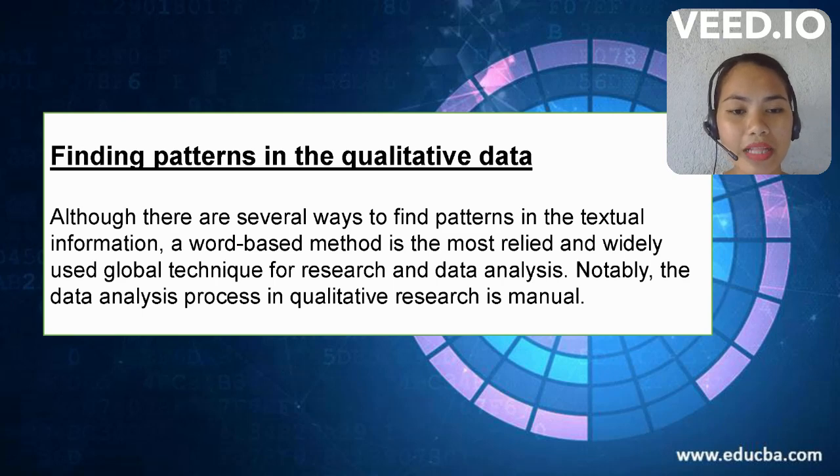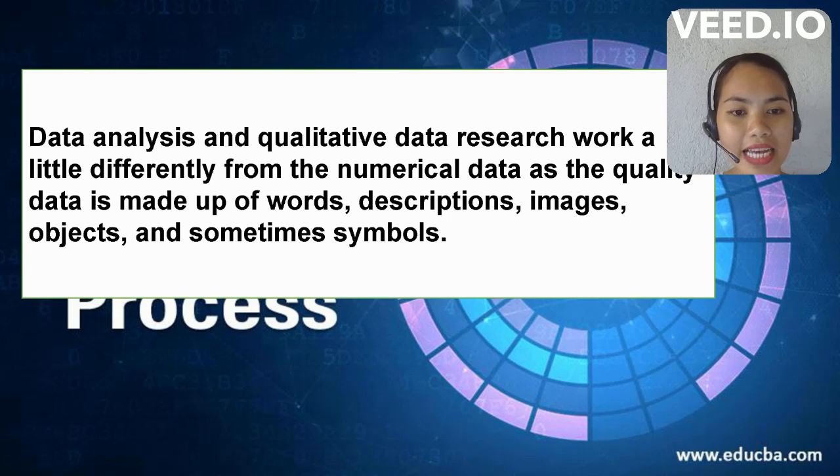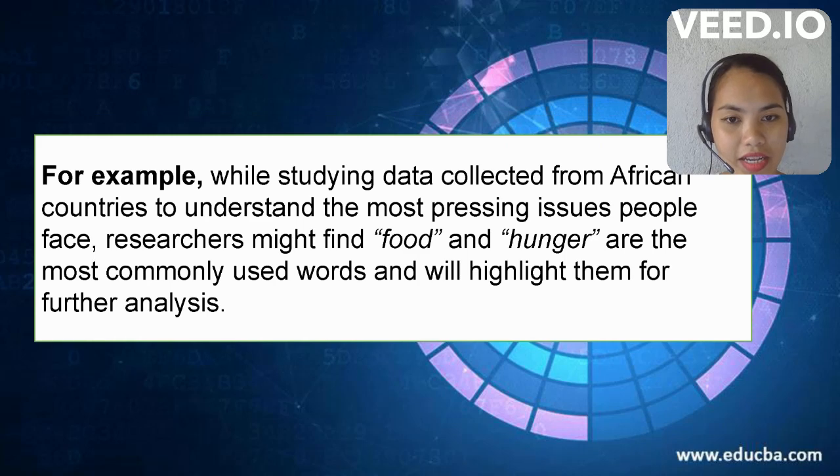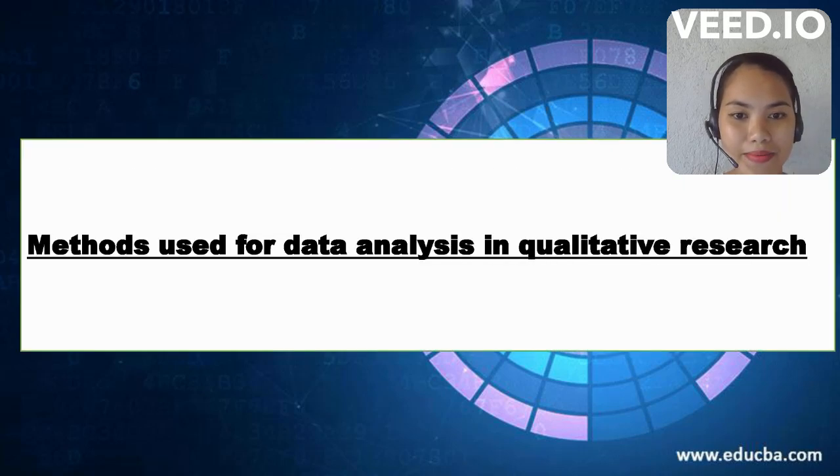So here we have finding patterns in the qualitative data. With data analysis in qualitative research, the researchers usually read available data and find repetitive or commonly used words. For example, while studying data collected from African countries to understand the most pressing issues people face, researchers might find food and hunger are the most commonly used words and will highlight them for further analysis.